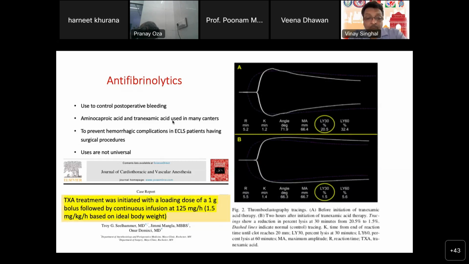So we have to use this TEG, and this is important, and that can help us in monitoring and initiation of tranexamic acid or antifibrinolytics in our patients. And if your TEG is showing a certain curve, especially this A curve, then you can definitely start, then only it can be beneficial. Otherwise, blindly giving tranexamic acid may or may not help the patient.